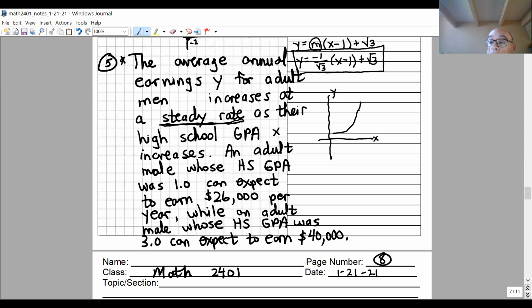So the salary would be going up much faster, right? That's not a steady rate of increase. But in this problem, it tells us that y is increasing steadily as x increases. So you cannot have a curve like this one. Instead, you must have a straight line like this, right? Y is increasing at a steady rate when x increases. So there you got it. That's why we know that this is a straight line.